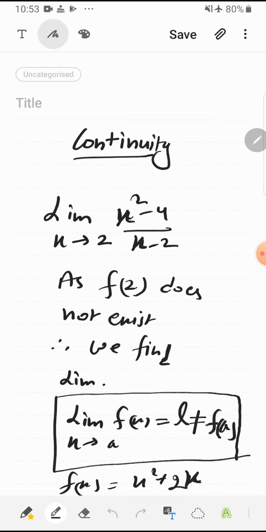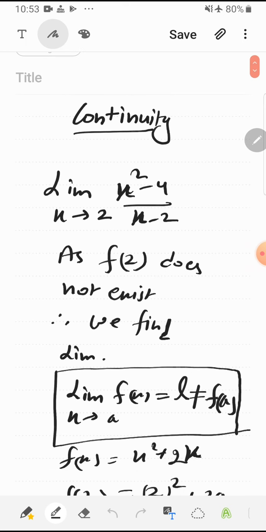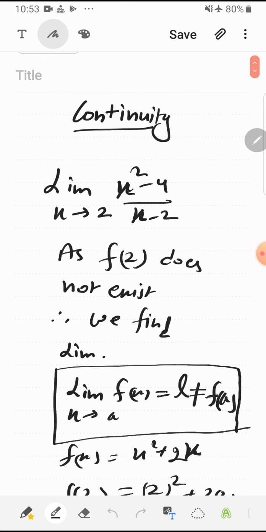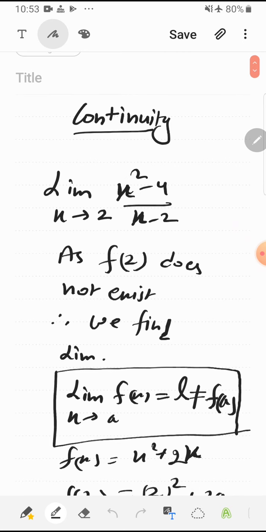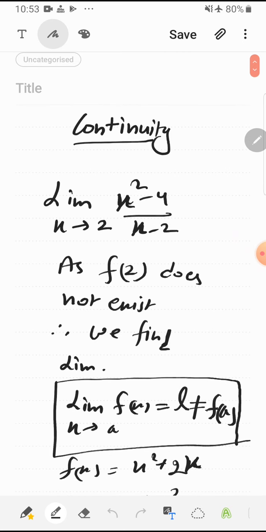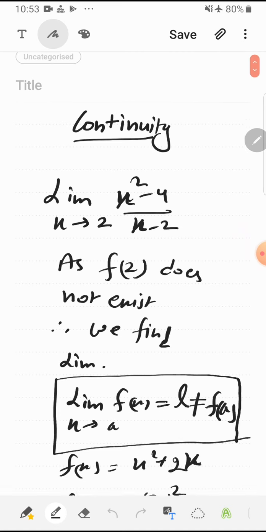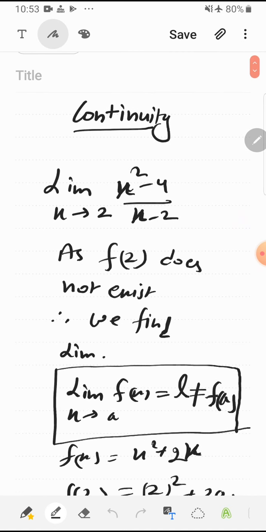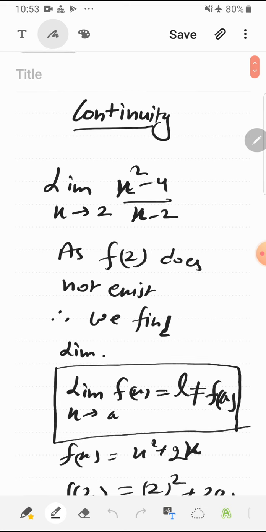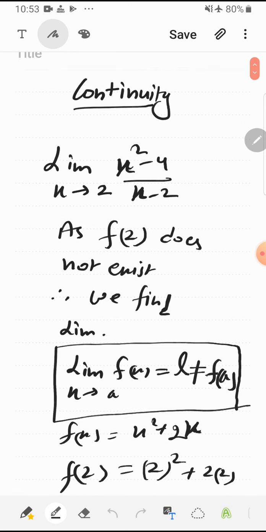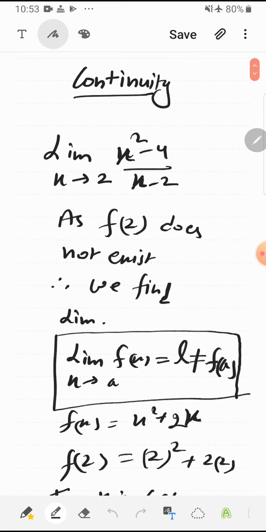Now, we always find the limit when we say that yes, the function is not defined at that particular point. For example, limit x approaches to 2, x square minus 4 upon x minus 2. We calculate this limit because, as we know, the function at 2 is not defined, it is not existing. So we always say limit x approaches to a, f of x is equal to L, and this L is not equal to f of a.